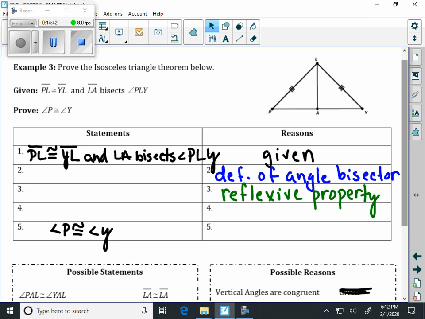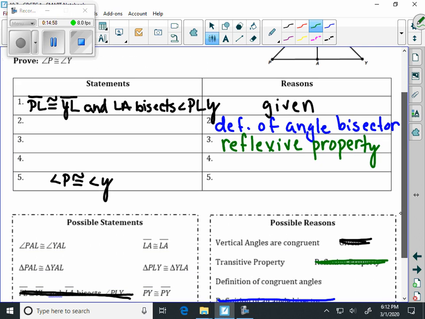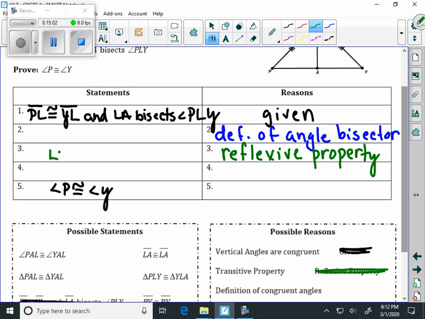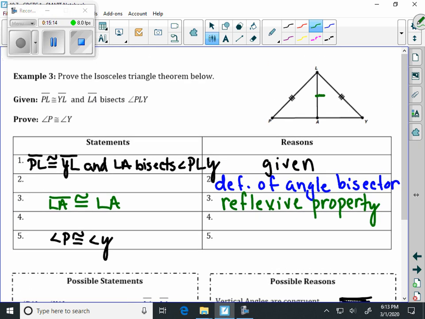Let's stick with the reflexive property that we just filled in, and what we see is that our same side is this side right here. Again, I'm going to erase that, but at least you saw it. So we can use that by looking over here at our statements and we have LA is congruent to LA. And not only will we cross off that, but let's mark it here in our picture.